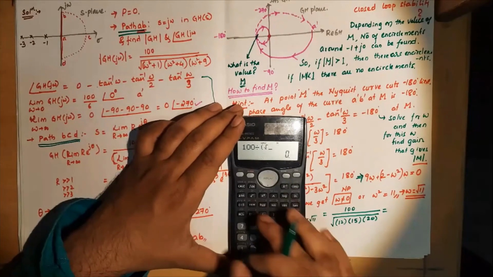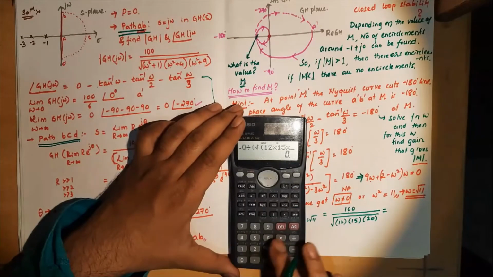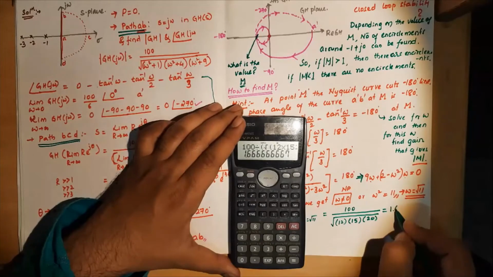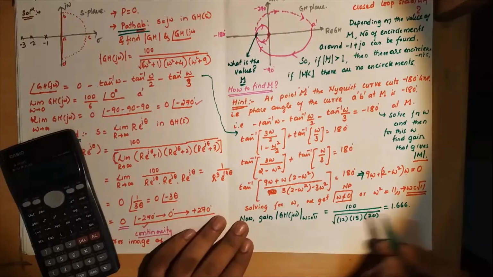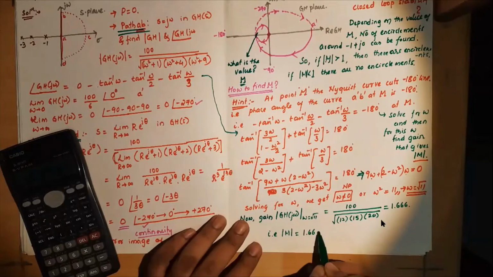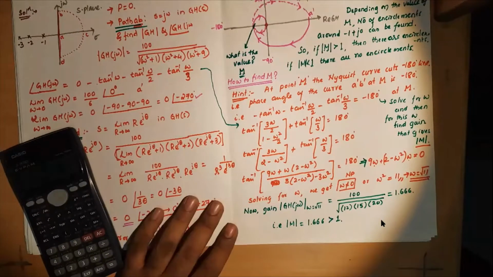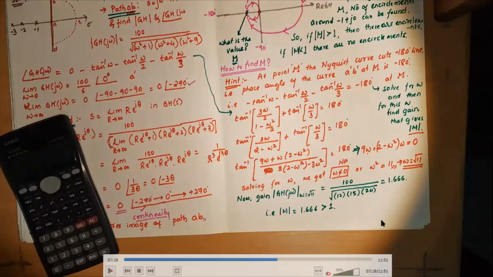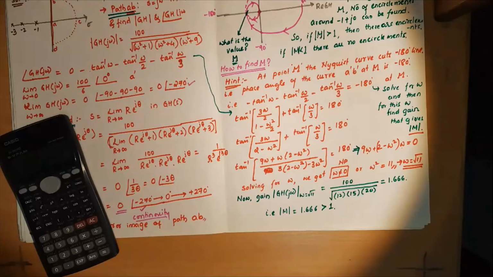That is 100 divided by... square root of 11 squared is 11, so 11 plus 1, 11 plus 4, 11 plus 9. Ultimately we get 1.666. So my gain M at the frequency where it meets the minus 180 degree line, the negative real axis, is 1.66, which is greater than 1. So will there be any encirclement around minus 1?